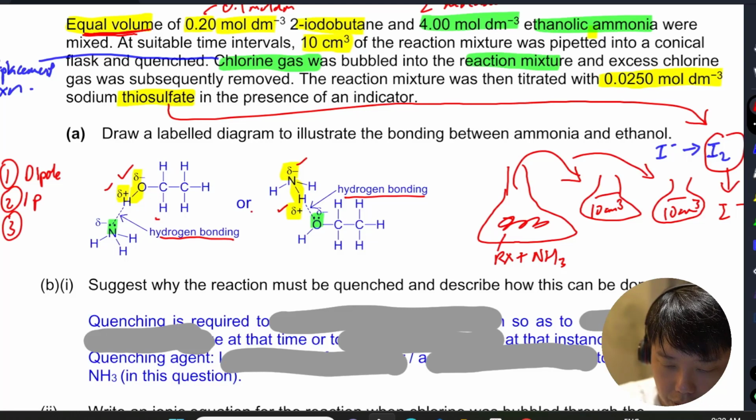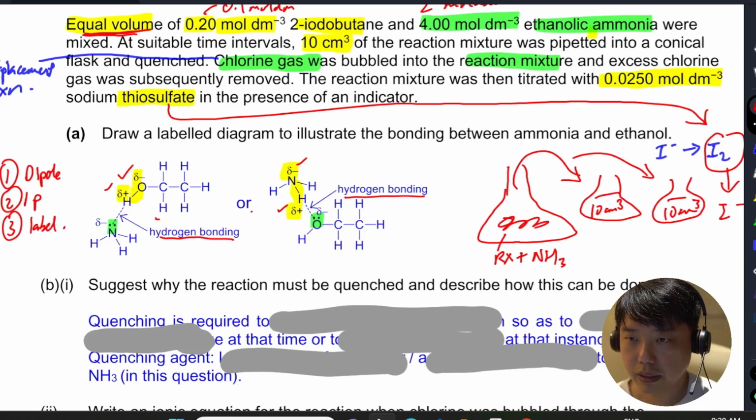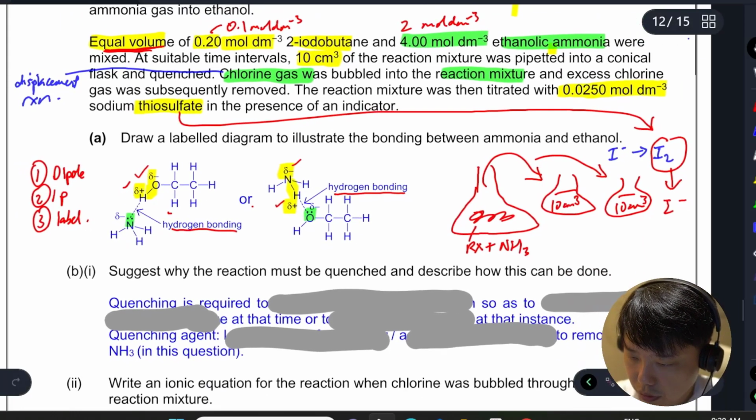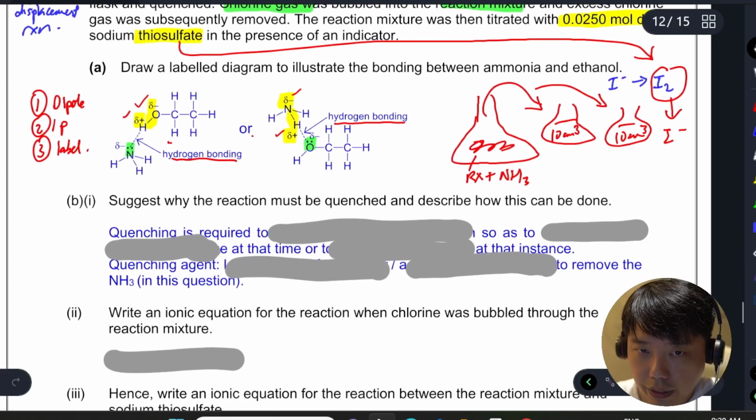And the third point is you got to label the hydrogen bond. Okay, so if you have these 3 points, yeah, the marks will be awarded to you. Okay, so that's for A.